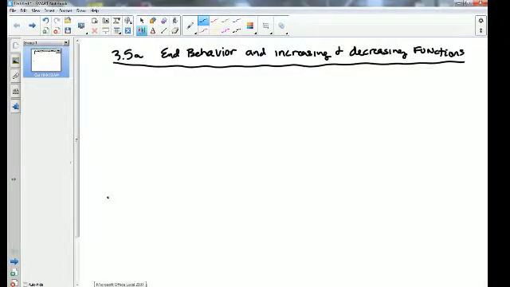End behavior and increasing and decreasing functions. Okay? Like I said, it's going to be kind of new for you, but it's not that hard. Now that's the danger word when the math teacher says it's not that hard, right? But I promise, if you can graph these functions, all you're stating is what happens a long ways out.